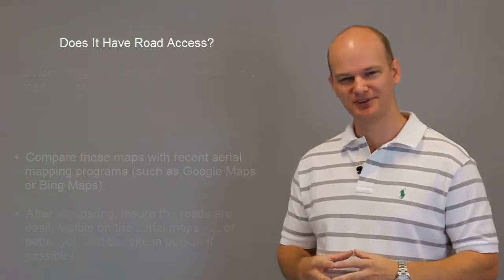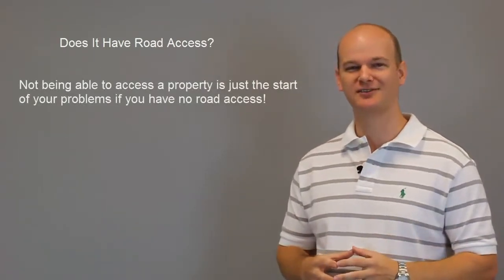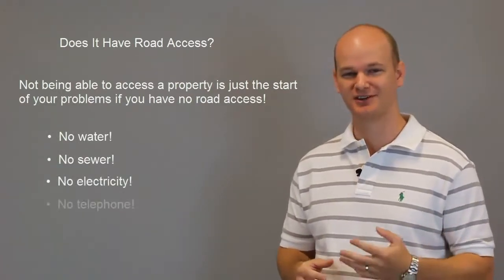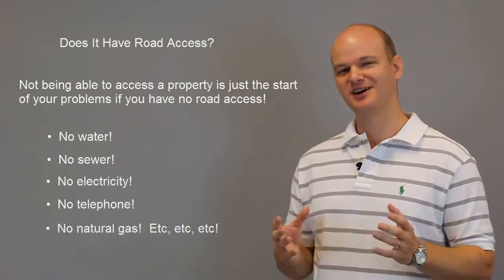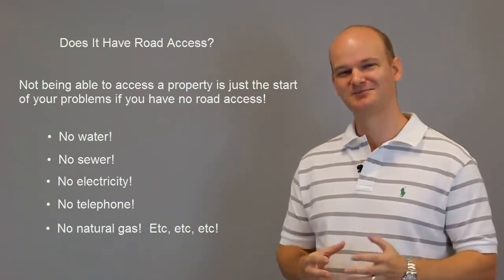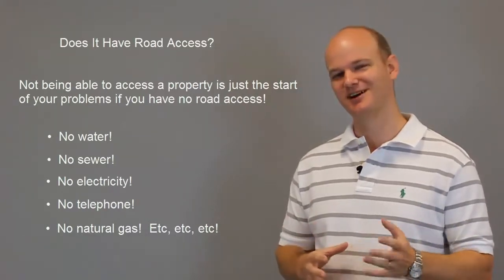Now, if you don't have a road, you're not going to have a lot of other stuff either. You're not going to have water, you're not going to have sewer, you're not going to have electricity or telephone or natural gas lines. I mean, you're not going to have anything. So when you buy a piece of property that doesn't have a road, you're literally buying a tax bill, more or less. You're buying junk property.